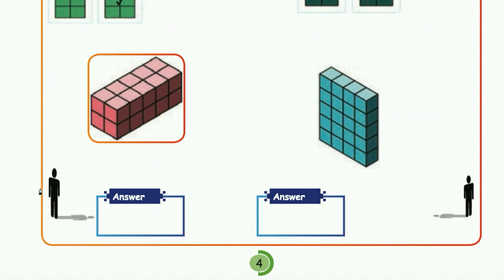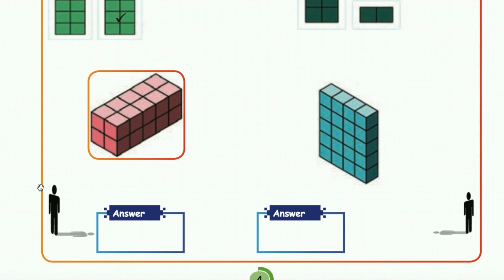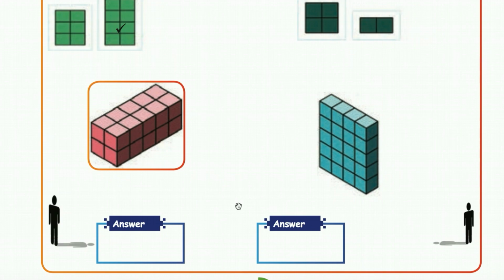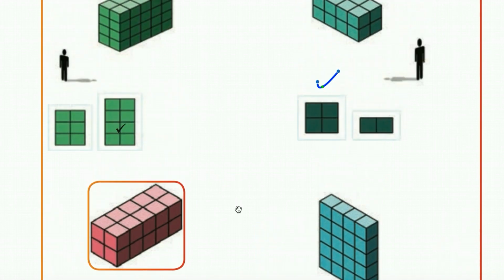Next, if you look from here, you will get this, right? 1, 2, 3, 4, 5. These 5 boxes. That will be your answer. It depends on from where you are looking.